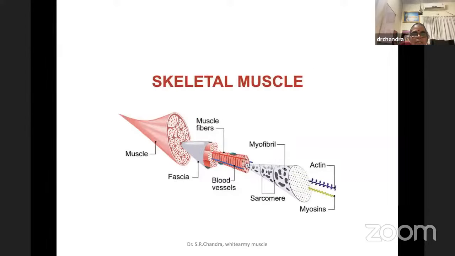So this is a muscle, and it has so many fibers, and it is covered by fascia, and it has blood supply. And then these muscles have subunits, the myofibrils, and the myofibril contains the contractile elements actin and myosin.